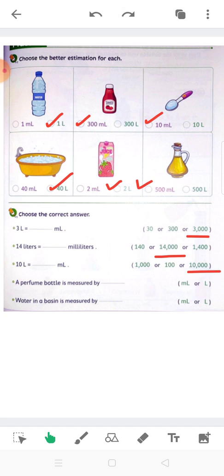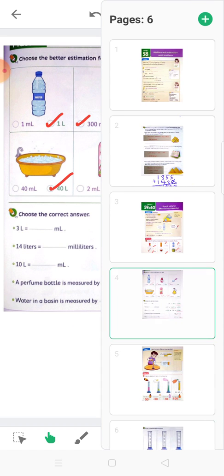We're going to choose 10,000. Look here, a perfume bottle is measured by milliliter or liter? Of course, milliliter, it's not that big. Water in a basin, this is a basin, is measured by, of course, liter. Let's see the next.